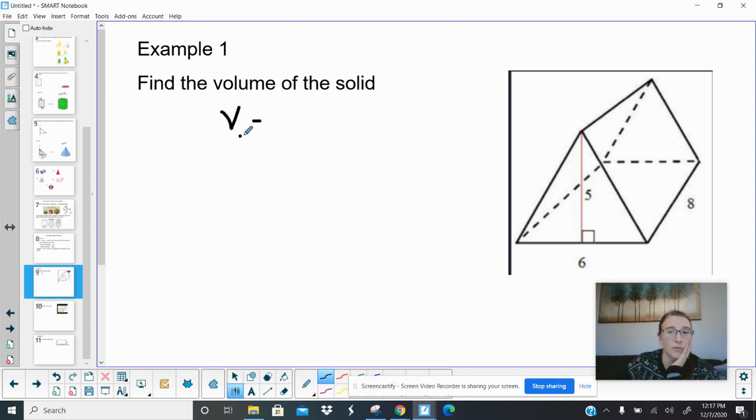So let's copy over our formula. Again, I would not necessarily recommend you copy this picture. You could, it's just a little tricky to copy. Now, I kind of skipped here. Hopefully we know that this is a prism and not a cylinder, at least.